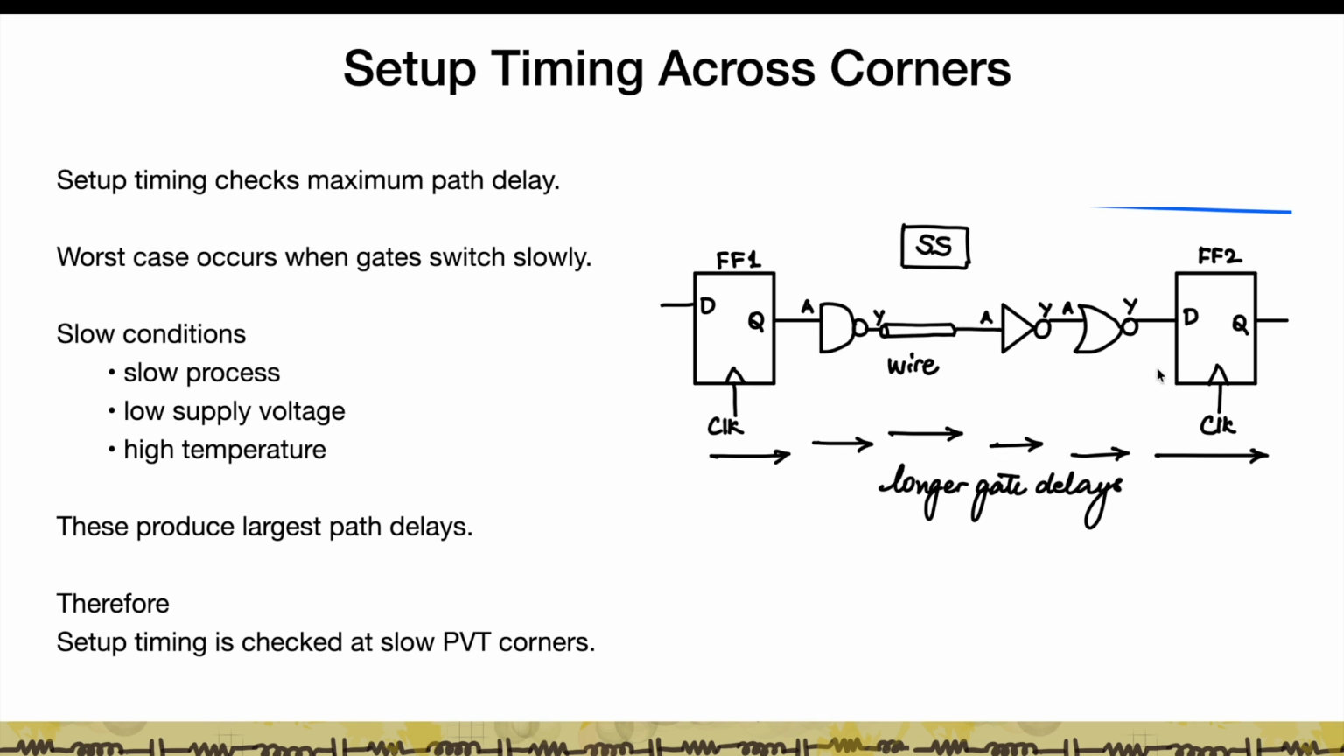If your path meets setup timing at the SS corner, if the signal still arrives before the required time, even under these worst case slow conditions, then you'll know it will meet setup at TT and FF as well, because those corners are faster. This is the governing logic of worst case analysis. Verify at the extremes, and the middle takes care of itself. For setup, that extreme is SS.